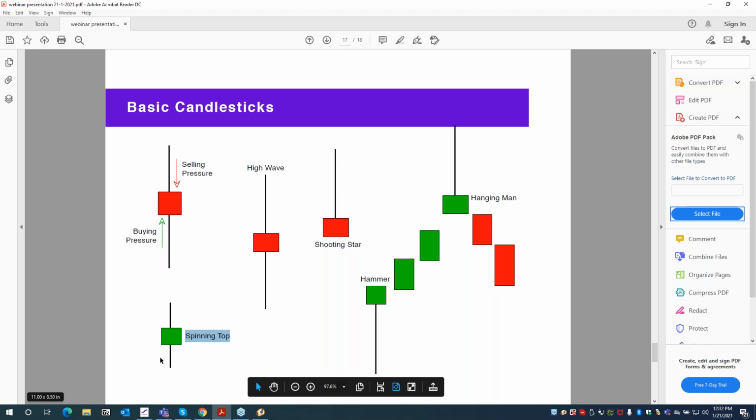The doji, at least if you're on a support level, a resistance level or a trend line, you should expect some kind of a reversal when you're with the doji.